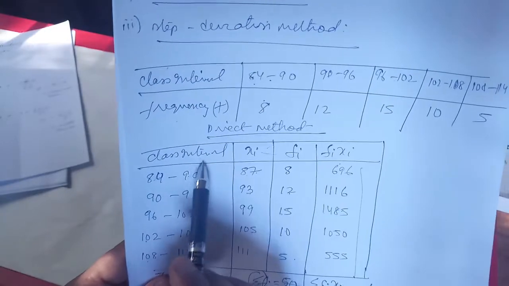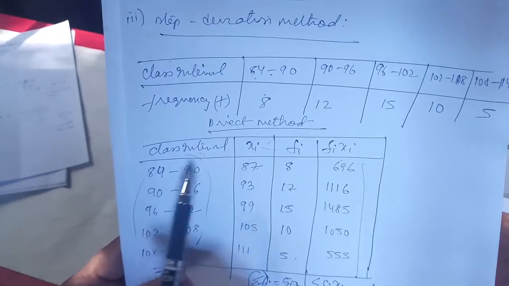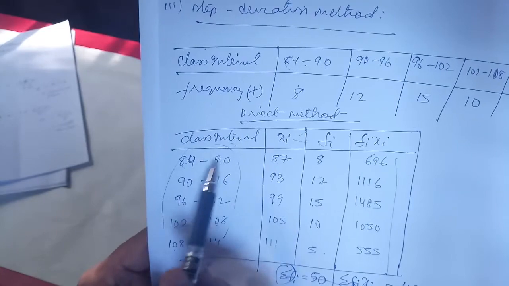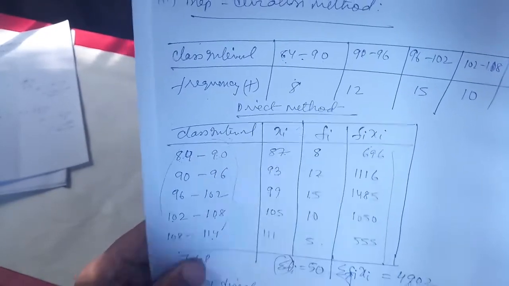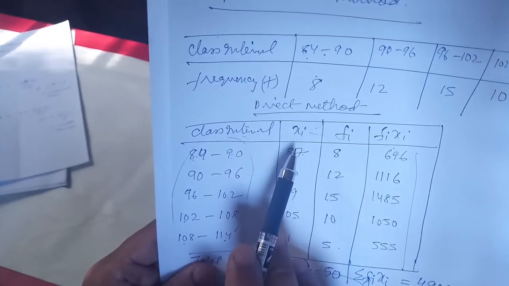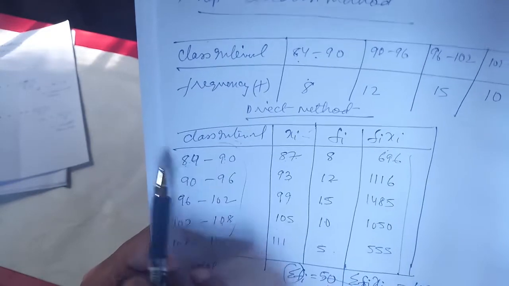In the direct method, this is grouped data, which is called the class interval. Sometimes it will be a continuous class interval, sometimes non-continuous. In this case it is continuous. So whenever it is continuous, the second column you have to keep for xi, which is known as the class mark. How to obtain the class mark? Add the lower limit plus the upper limit and divide by 2.